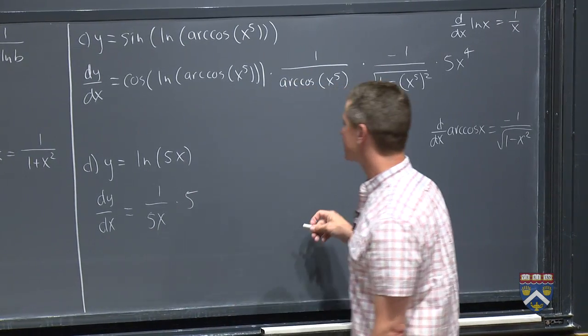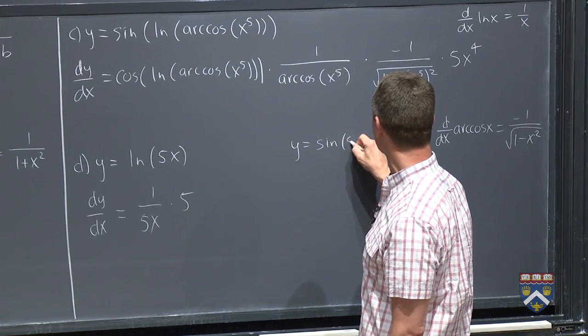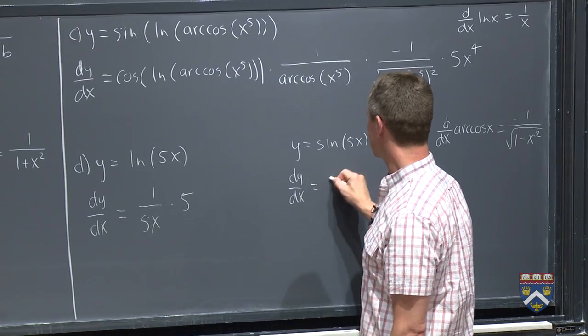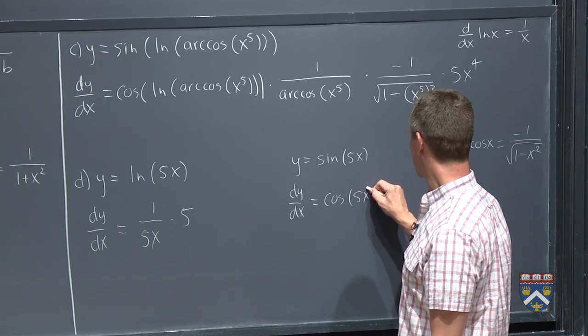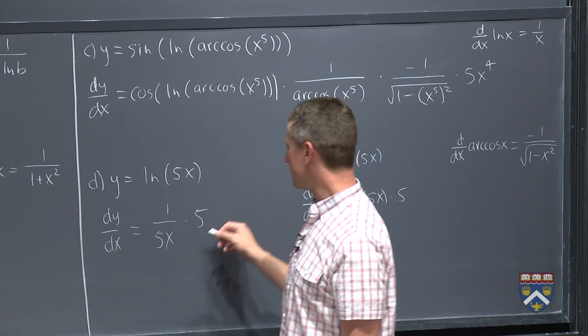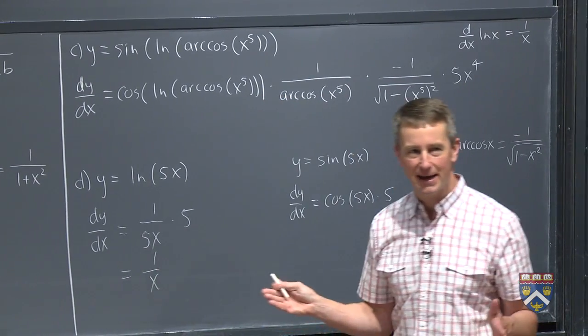So let's contrast this to when we had a function sometime earlier. I think we did sine of 5x a little while ago. And its derivative was cosine of 5x times 5, right? What happens here? The 5's cancel, and we just end up with 1 over x. So it's as if the 5 didn't make any difference.